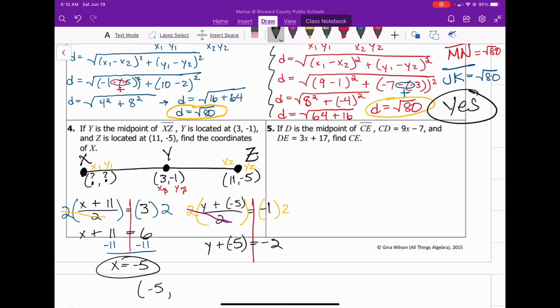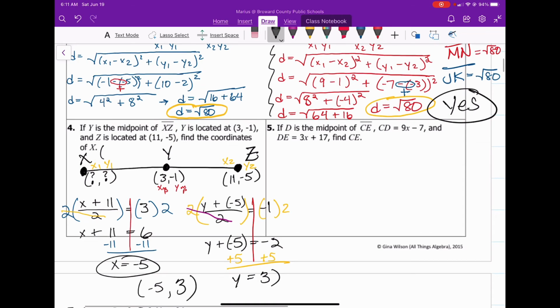Now, to get rid of that -5, we're going to need to add to both sides. So we're going to add 5 to both sides because the 5 is negative. And that leaves us with y equals +3. So the coordinates for x are -5 and +3. Okay.